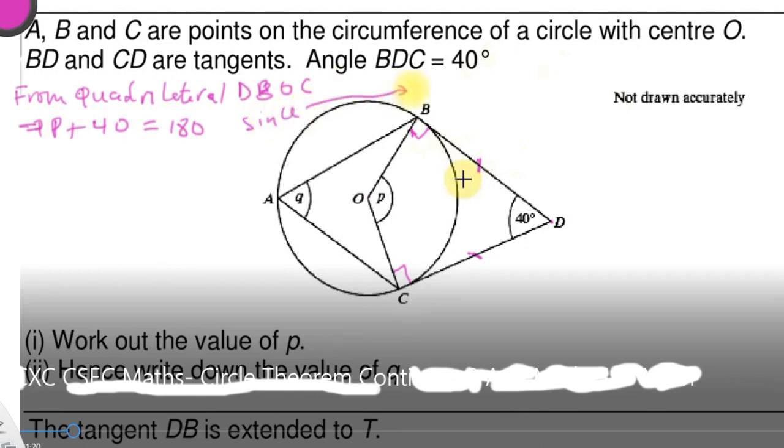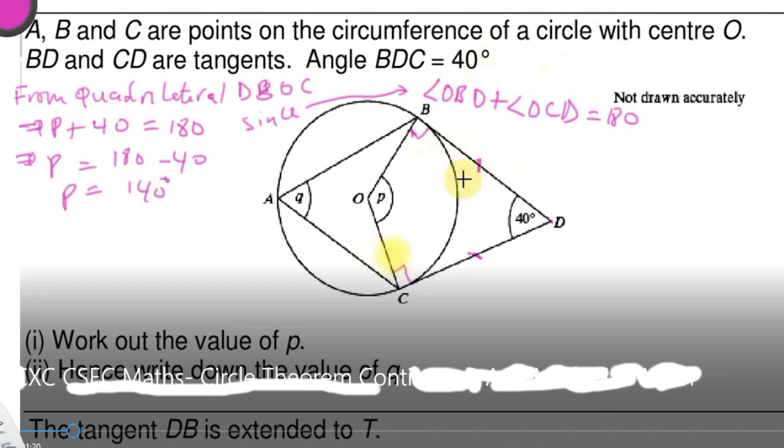Since angle OBD plus angle OCD is equal to 180 degrees. Yes, so that is the reason. You have to be giving reasons. So this implies that P is equal to 180 minus 40 degrees, which is equal to 140 degrees. So P is equal to 140 degrees.